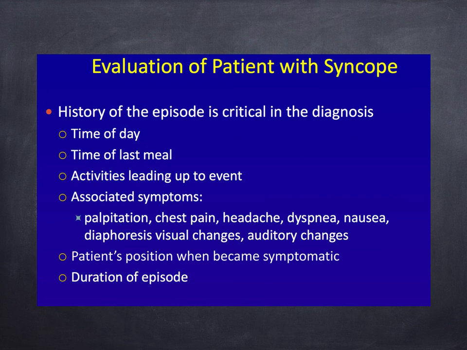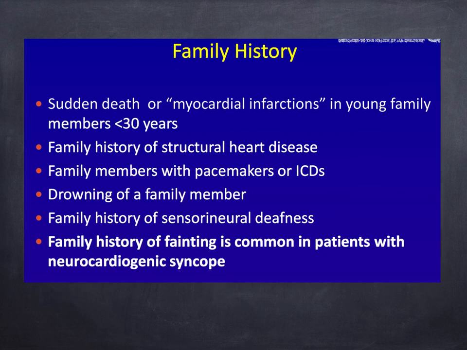It's also important to obtain when did they last eat. They could have a little bit of a low blood sugar or be dehydrated. What position were they in? How long did it last? I mentioned the importance of obtaining family history, especially cardiac disease or cardiac death while a family member was quite young. Drowning, because some people will drown because they have a cardiac event in the water.